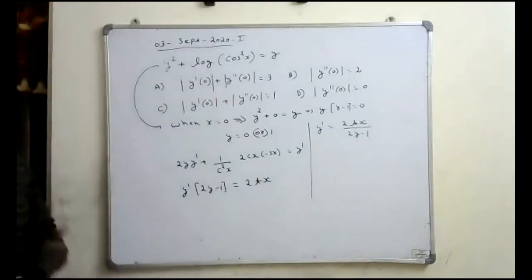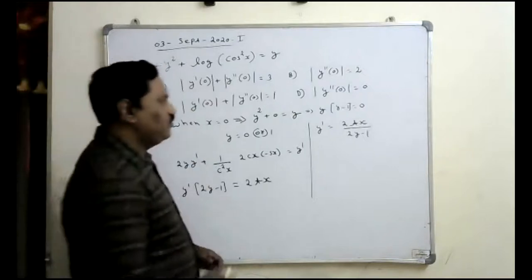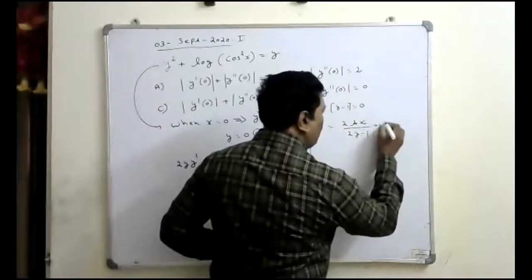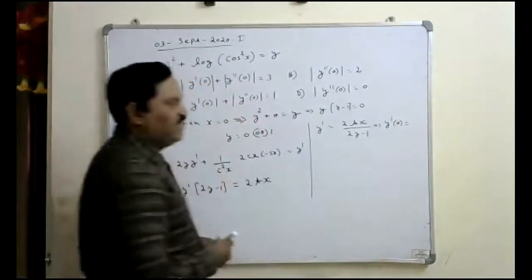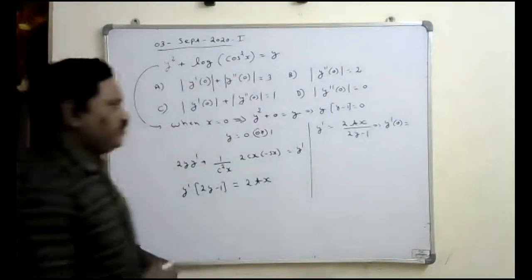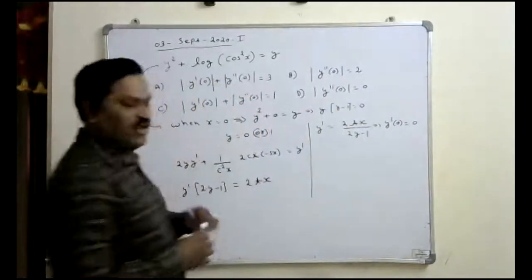2 tan x upon 2y minus 1 we are getting, right? Now if I substitute x is equal to 0 in this, then what is the value of y dash of 0 we are getting? Then x is 0, because tan 0 is 0, 0 by something is 0. So y dash of 0 value is 0.